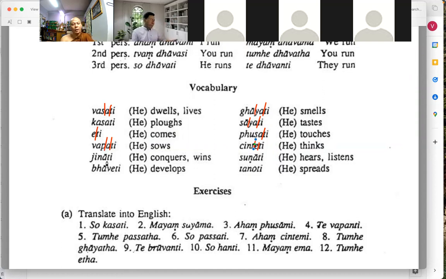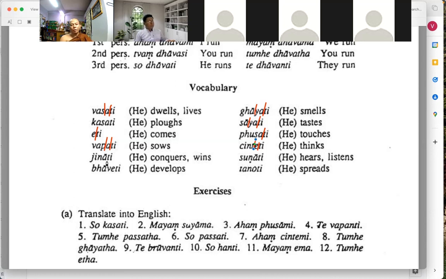And G na D, we already learned. Okay, G na D. Root G, to conquer, to win. The sign is na and the D. So he conquers, he wins. And G na D, they conquer, they win. G na si, you conquer, you win. G na ta, you conquer, you win, plural. And G na mi, I conquer, I win. And G na ma, we conquer, we win.